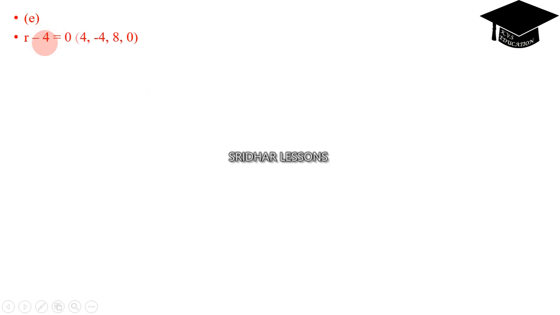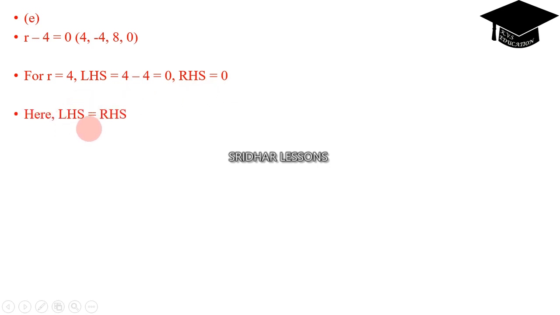Question E. R minus 4 equals 0. We have to check for the values which were given in the brackets. For R equals 4, LHS is equal to 4 minus 4, this is equal to 0, and RHS is equal to 0. Here LHS is equal to RHS. Therefore, R equals 4 is the solution of the equation.